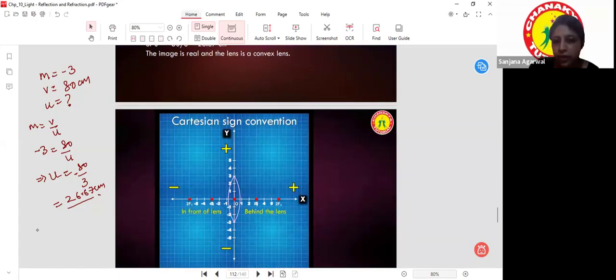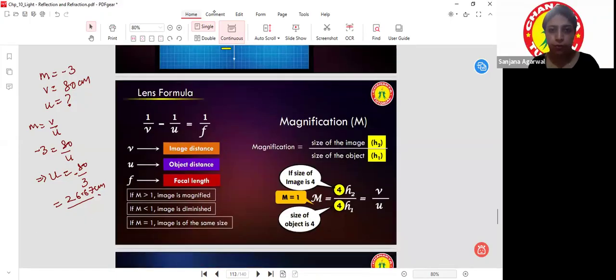Children, again, the sign convention will be the same for the lens case also. Anything towards right will be positive, towards left will be negative, top positive and bottom negative. And every distance is to be measured from the optical center.